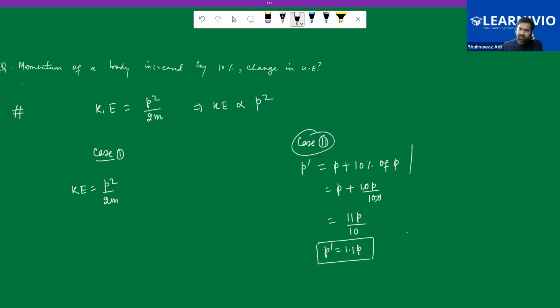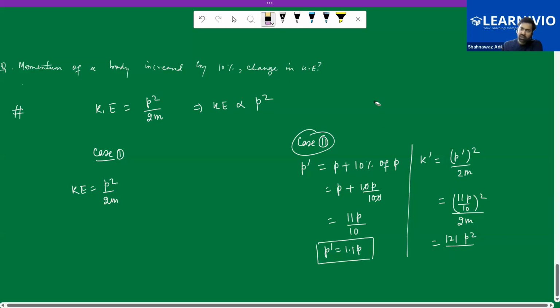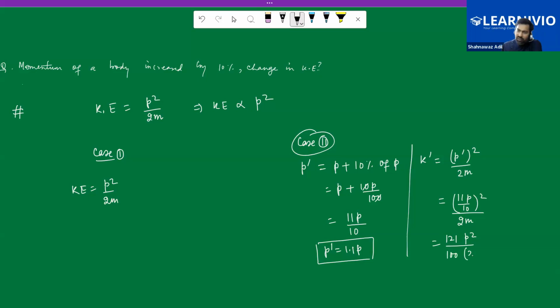So what would be the kinetic energy then? That would be p prime square by 2m. So p prime square, that is 11p by 10 square, divided by 2m. This is 121p square, 100 goes downstairs, and 2m on the other side. So the 10 square goes downstairs, and p square by 2m I know is the original kinetic energy.